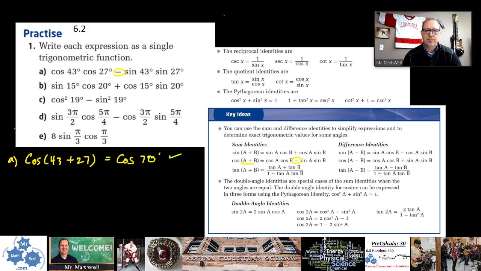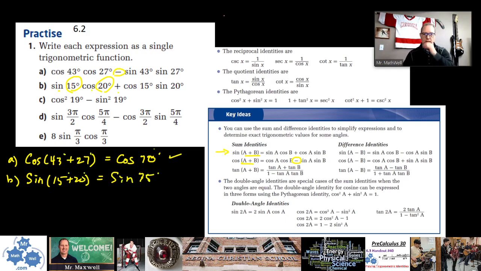Okay, that's A. For B, this is sine cos plus cosine sine, so that's a sum as well. The angles that I see here, 15 and 20, I have to add them. That's a sine, so we've got sine of 15 plus 20, or sine of 35 degrees.